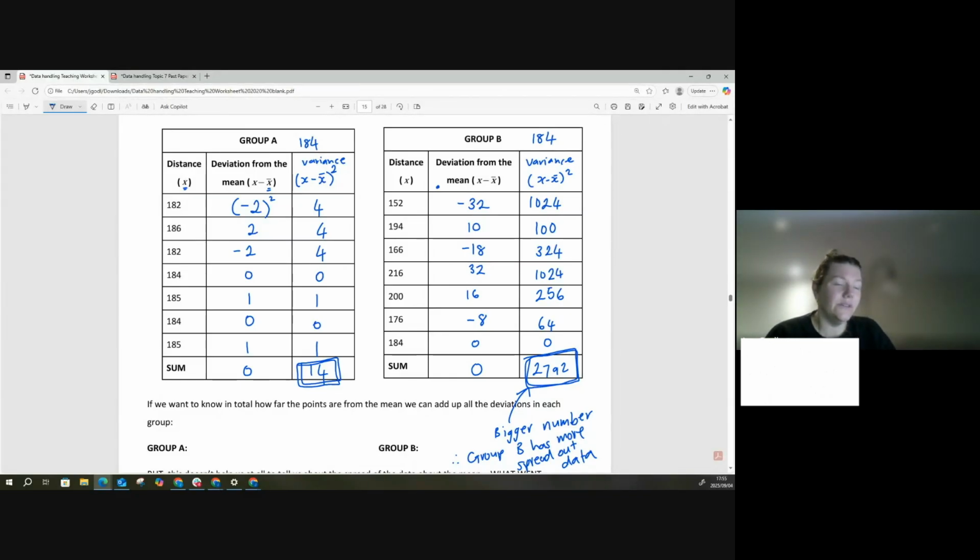Now, the reason we talk about standard deviation from here is because we've got these two values which are really, really big, and they're difficult for us to kind of work with. So that's why we bring in our next step of standard deviation, which is when we now square root them.